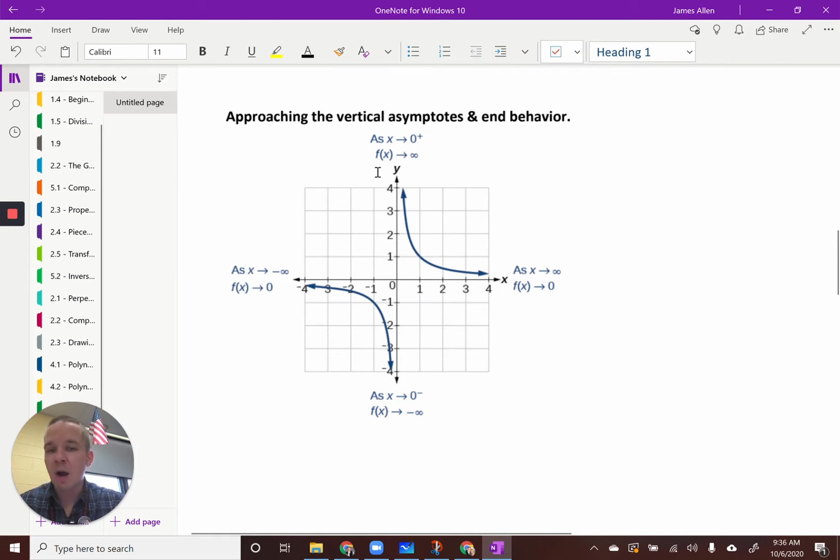And then we have how we would write our behavior around the asymptotes. As x approaches 0 from the right, that's what that little positive means, f of x is approaching infinity. And then as x approaches 0 from the left, that's what the little negative means, then f of x is approaching negative infinity. Okay? Obviously this changes for each graph, but it's a nice way of writing this down and what we're looking for at the asymptotes, both vertical and horizontal. Feel free to pause if you need to jot this down.